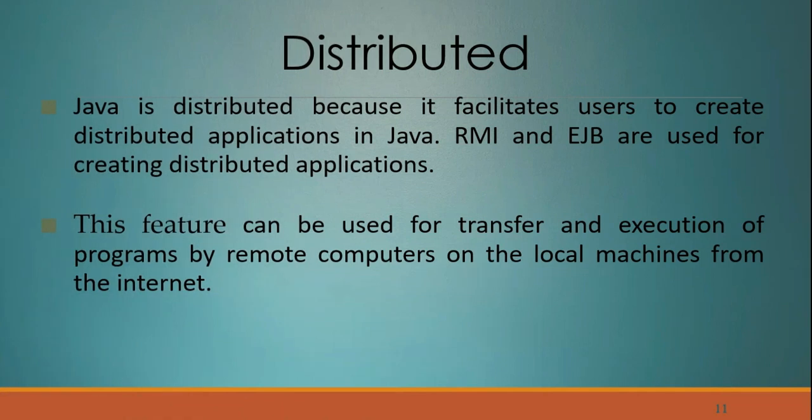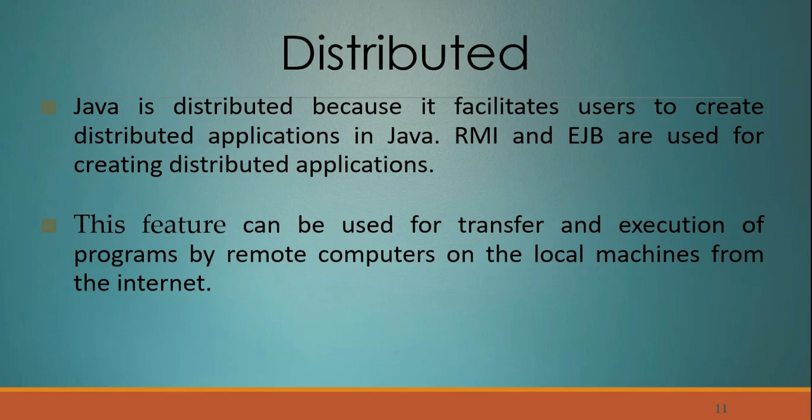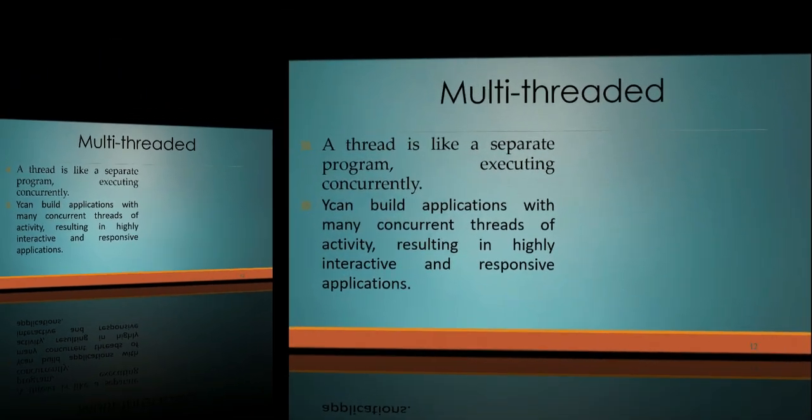Next, we have the feature of distribution. Distribution is nothing but dividing your code onto different nodes or different systems. So Java transfers the execution of a program onto a remote or a local machine using the internet. In Java, we have concepts such as RMI and EJB. Using those, distribution is possible. Java also supports the networking concept. Using that, we can do distribution of a Java program.